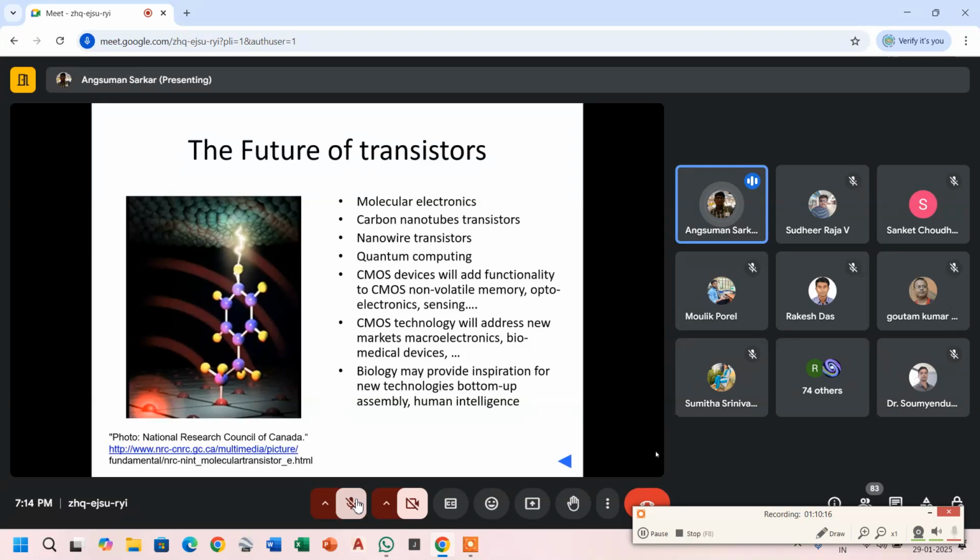So the future of the transistor may lie in molecular electronics. It may lie in the carbon nanotube transistor. It may lie in the nanowire transistor. It may lie in quantum computing. Nobody can accurately predict where it is lying.